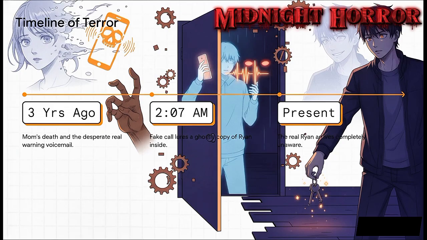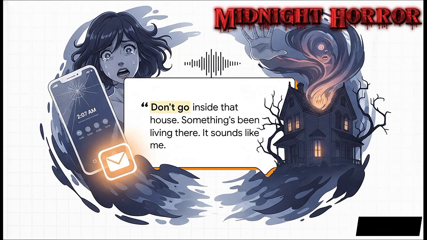Which brings us right to the present moment. As the fake Ryan begins to fade away, he checks his phone one last time. That 2:07 a.m. call log? Gone. It never even existed. But there is a voicemail from 3 years ago, the actual night his mother died. He plays it, and he hears the real, desperate warning. His real mother, terrified, begging him to never come to the house because the entity living there sounds exactly like her. The deadpan, totally chilling reality is that she never called him to come home. She called to keep him away.